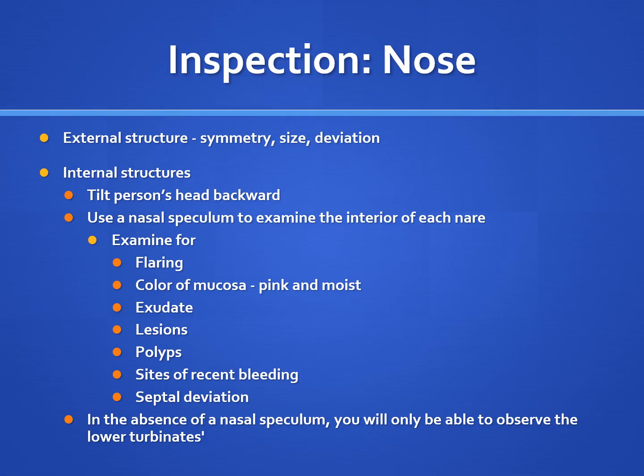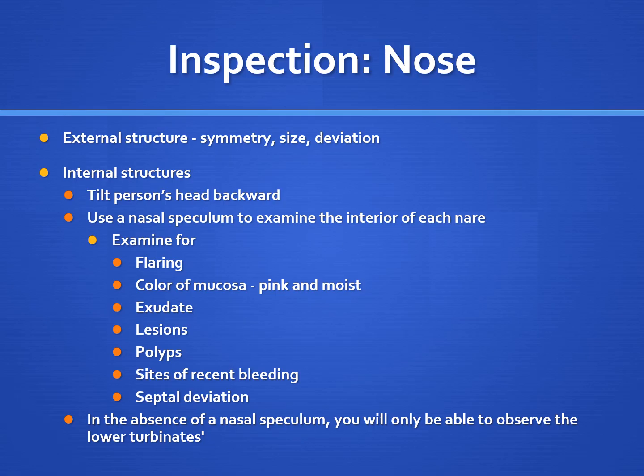So positioning wise, you're going to want to have the patient tilt their head slightly back. Use a nasal speculum if available, which can help us actually visualize structures. And what we're looking at is nasal flaring as we're looking at the outside of the nose. This is a big respiratory red flag, especially in children. We want to think about increased work of breathing.